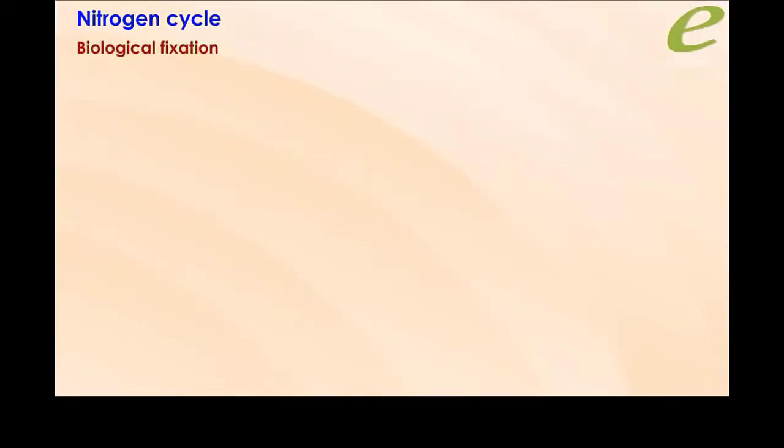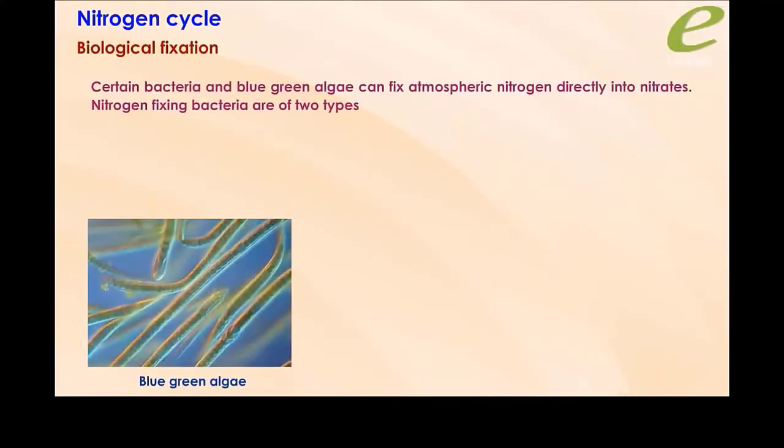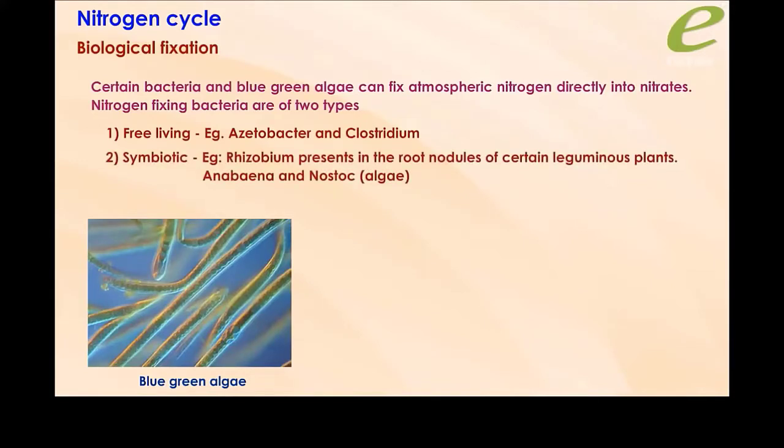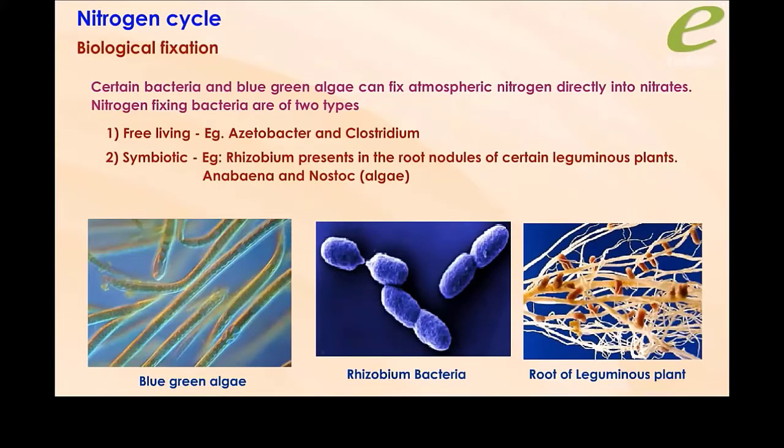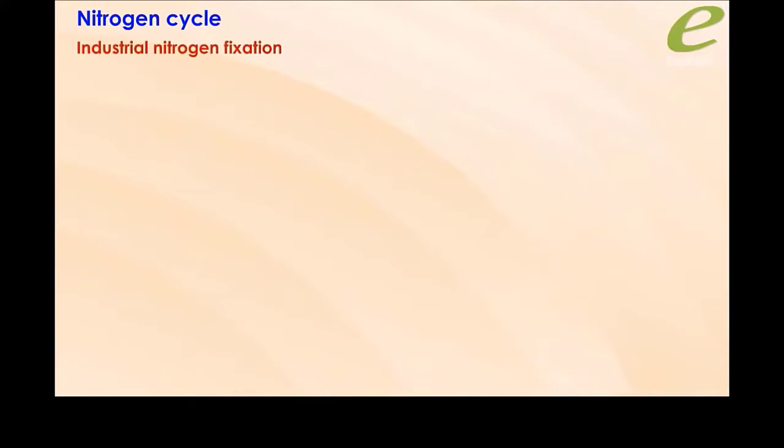Biological fixation. Certain bacteria and blue-green algae can fix atmospheric nitrogen directly into nitrates. Nitrogen-fixing bacteria are of two types. Free-living, for example Azotobacter and Clostridium. Symbiotic, for example Rhizobium, present in the root nodules of certain leguminous plants. Algae: Anabaena and Nostoc.